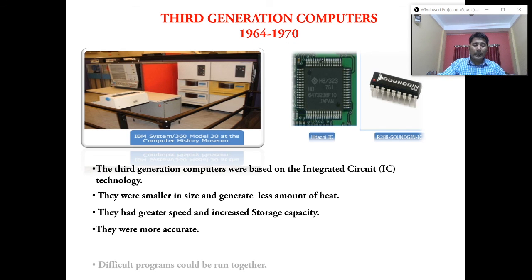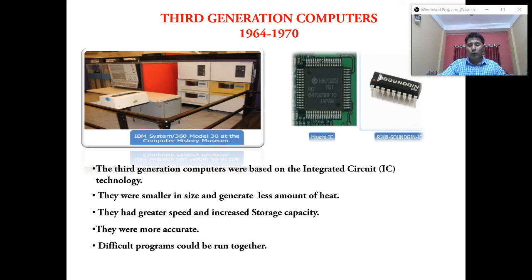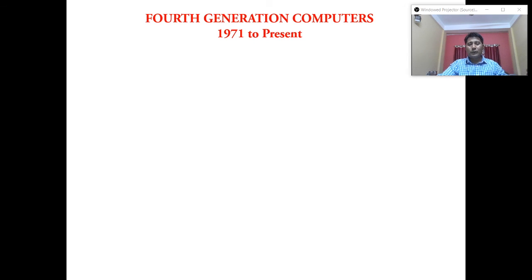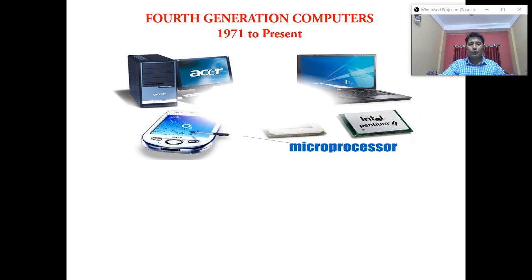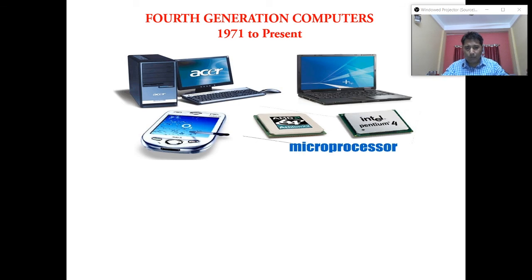So they were more accurate. Difficult programs could be run together. Some of the examples were IBM System 360, Apple I, and Altair. Now let's move to the fourth generation computer, that is from 1971 to the present day computers.